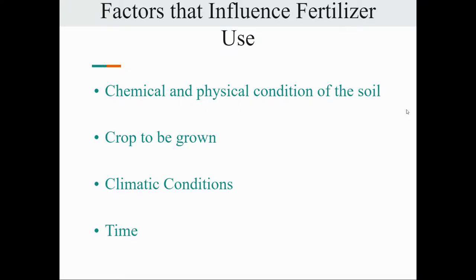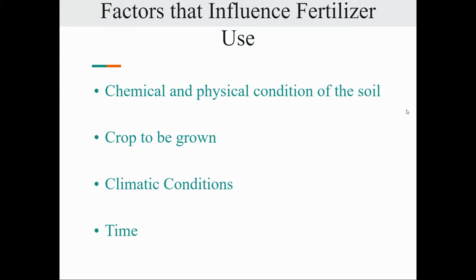Last slide is factors that influence fertilizer use. Physical and chemical conditions of the soil. This is where a soil test comes in play. We know what the soil is lacking or our nutrient content in the soil. It helps us develop a plan, what we're going to add to it, what it needs, what it doesn't need. Maybe the crop to be grown needs a little bit more of one of the nutrients or micronutrients than the others. So maybe that is going to play a role into which fertilizer is used.